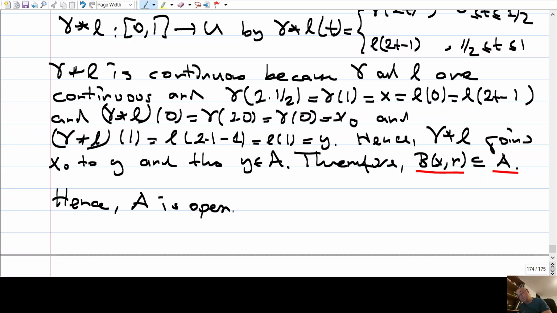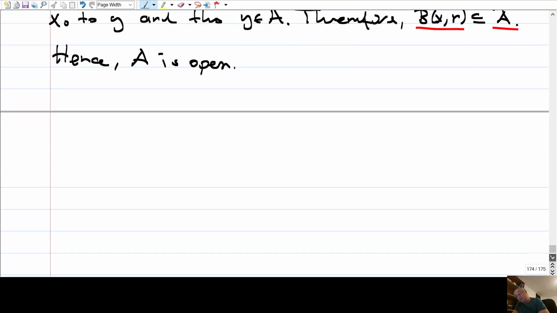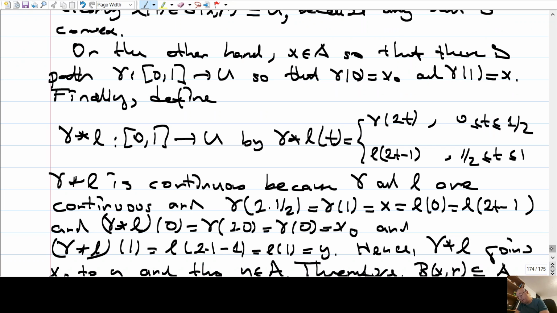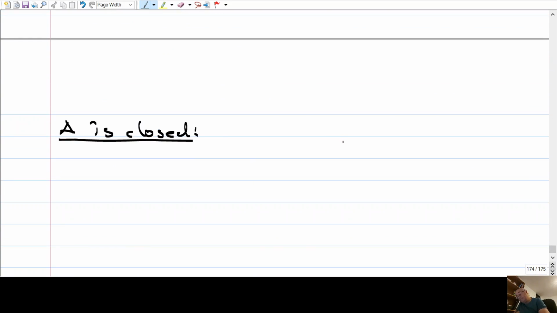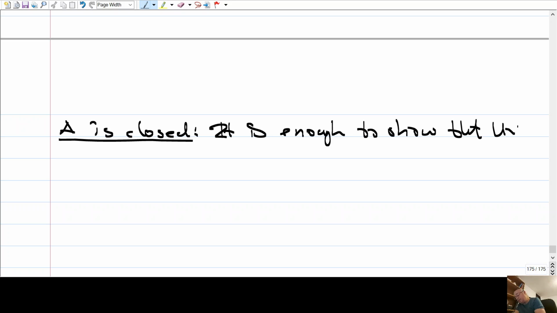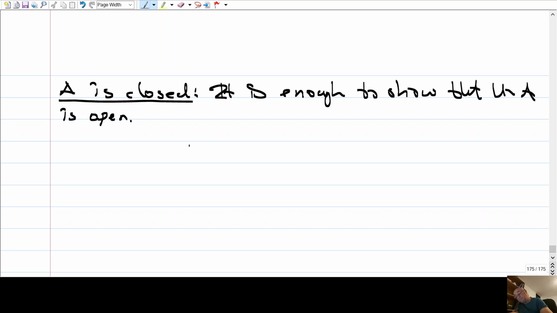All right. We also claim that A is closed. Why is A closed? Let's see. Okay. Actually, it is enough to show that U minus A is open, right? A is a subset of U, and if its complement is open, then of course A will be closed. Why is this true? Well, let's see.